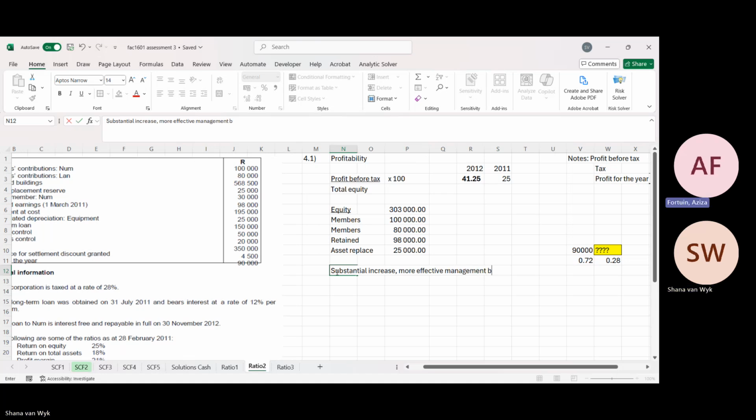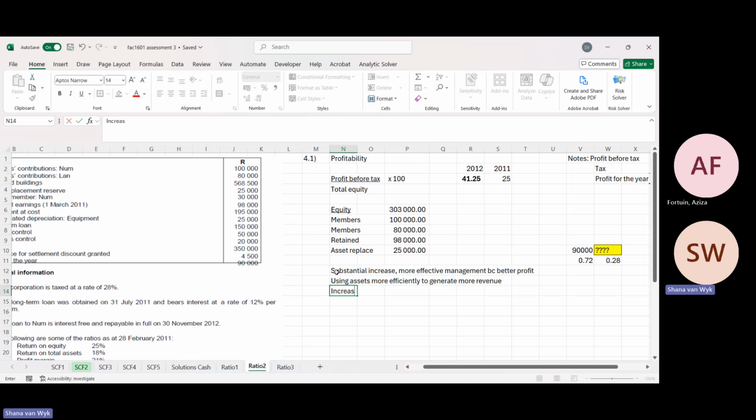Yeah, it could also mean that they're using the assets, because remember, it's now profit before tax divided by equity. It could also mean they're using the assets more efficiently to generate more revenue. It could also be that there was an increase in income. Is there an increase in income? Oh, we don't know the two years.